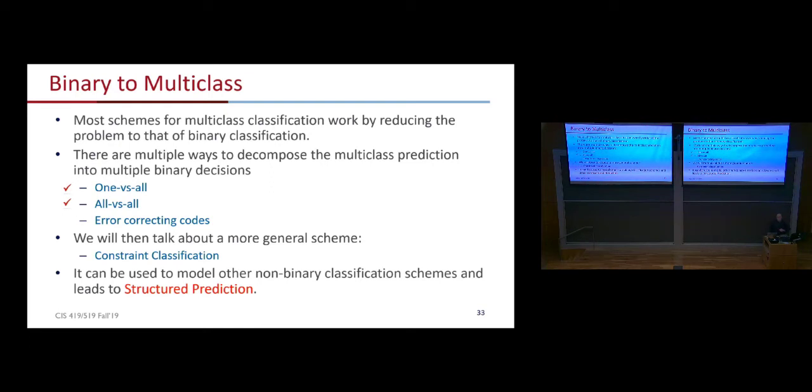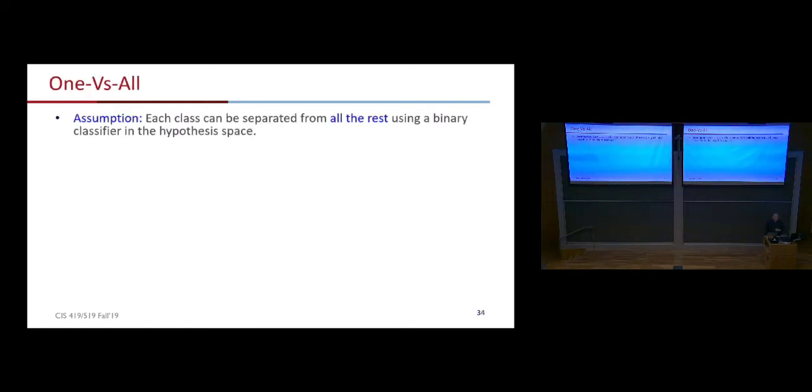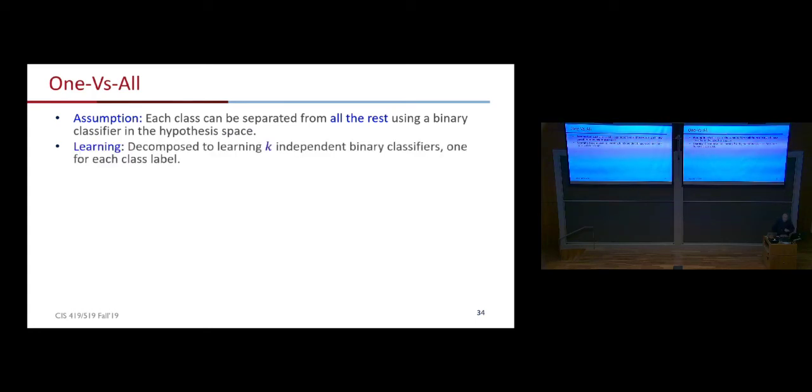So basically what you're assuming is that 1 is separable from all the others, 2 is separable from all the others, where separable here is a function of the hypothesis space that you're using. Let's just think about it as linear, just for the sake of an example. So each class can be separated from all the rest using a binary classifier. So that's the assumption we're making. And with this assumption, we can decompose into K learning problems.